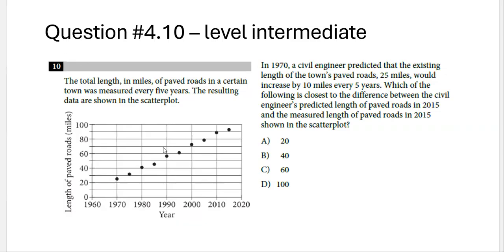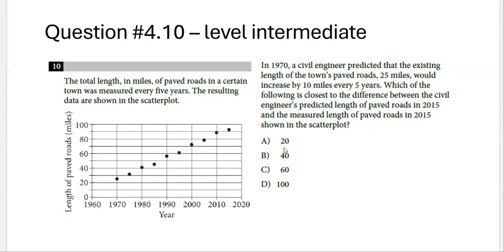They give us the scatter plot, looks like total length and miles of paved roads measured every 5 years. A civil engineer predicts that the existing length of the town's paved roads, 25 miles, would increase by 10 miles every 5 years. Which of the following is closest to the difference between the civil engineer's predicted length of the paved roads in 2015 and the measured length of the paved roads in 2015 shown in the scatter plot? Okay, that was a mouthful.